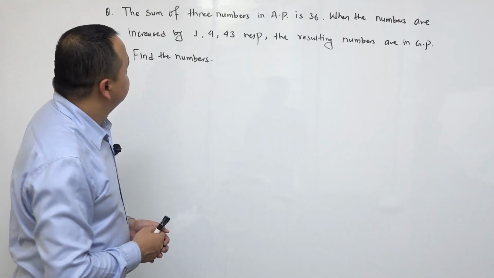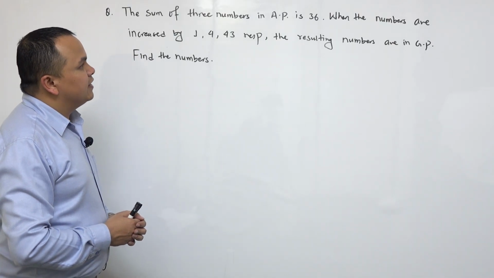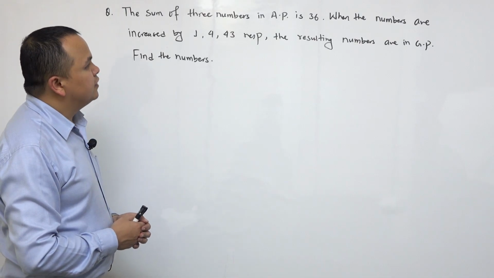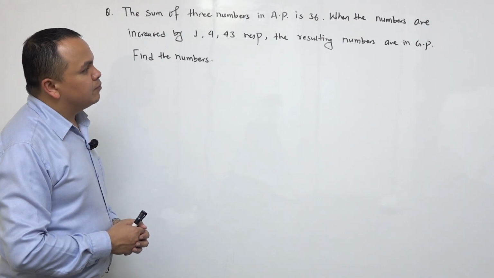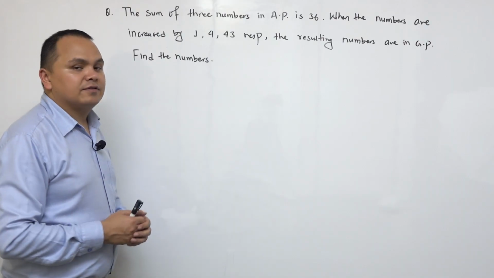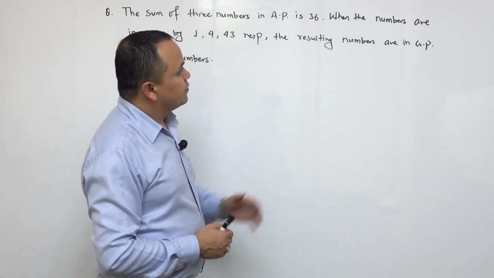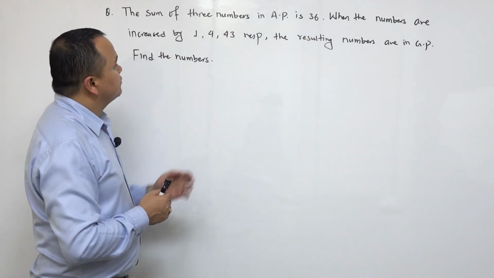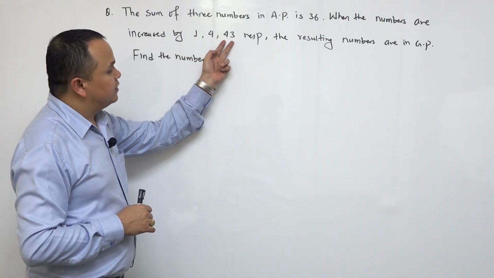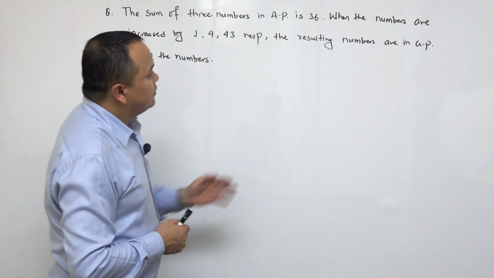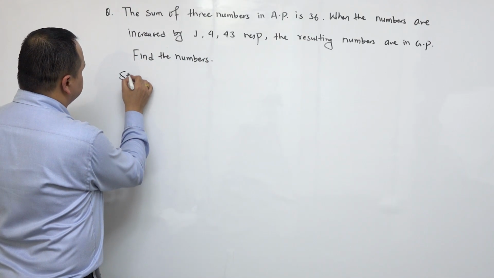I have another example, which is a very important question for class 11. The sum of three numbers in AP is 36. When the numbers are increased by 1, 4, 43 respectively, the resulting numbers are in GP. Find the numbers. Three numbers are in AP whose sum is 36, and when the first is increased by 1, the second by 4 and the third by 43, the resulting numbers are in GP. Find the numbers. Solution.